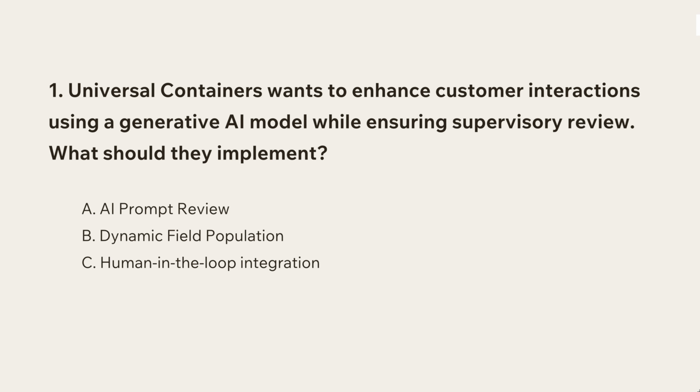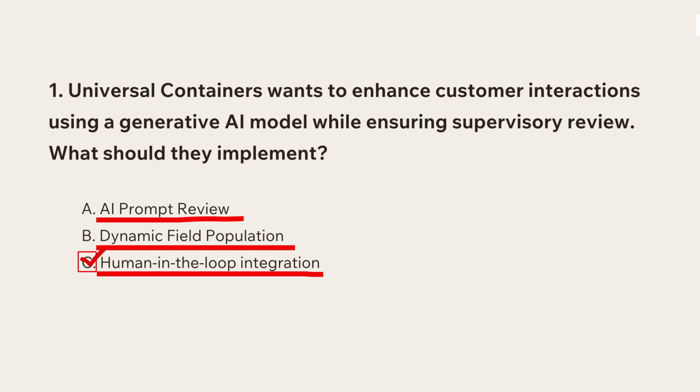Next, let's take a look at each option. Incorrect. This option suggests reviewing prompts before they are used, but it doesn't provide real-time human oversight of the AI's actions. Incorrect. This relates to automatically filling fields with AI but doesn't involve supervisory review or customer interactions. Correct. This ensures that AI-generated outputs are reviewed or validated by a human, which is exactly what is needed for supervisory oversight.